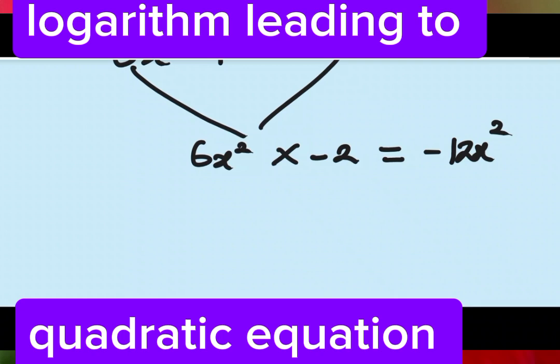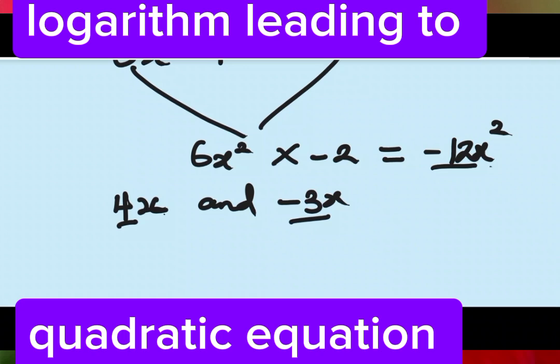Now here, the two numbers are 4x and minus 3x. Why? 4 times minus 3 is minus 12. x times x will give me x squared. Very good.